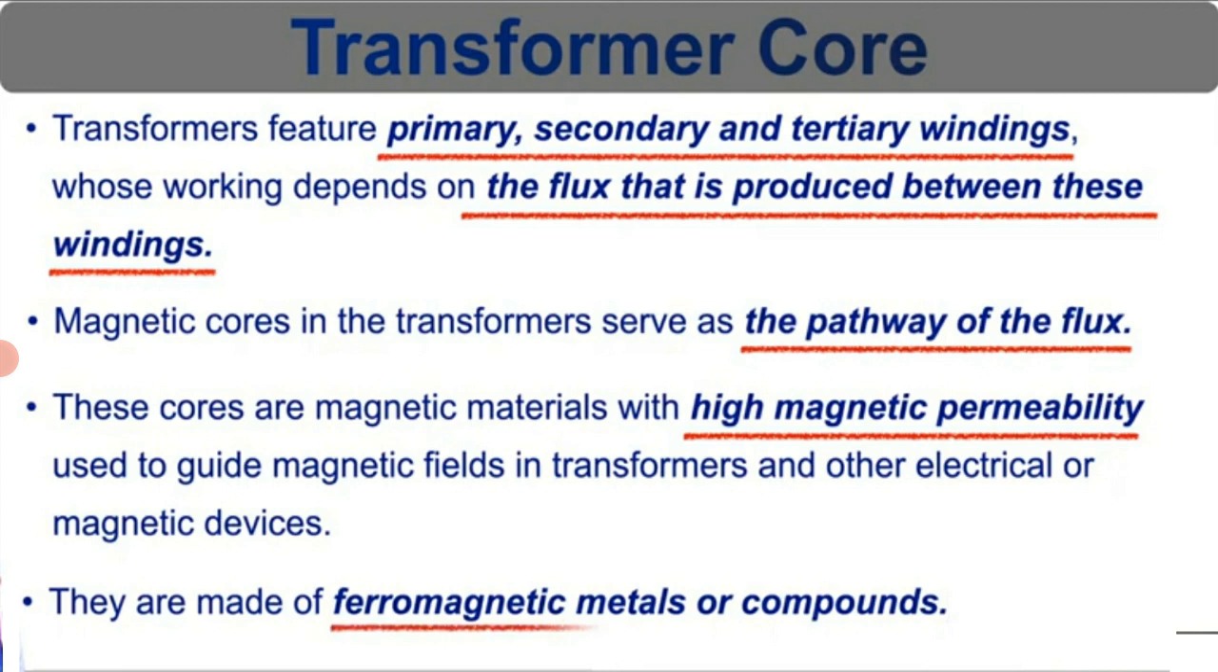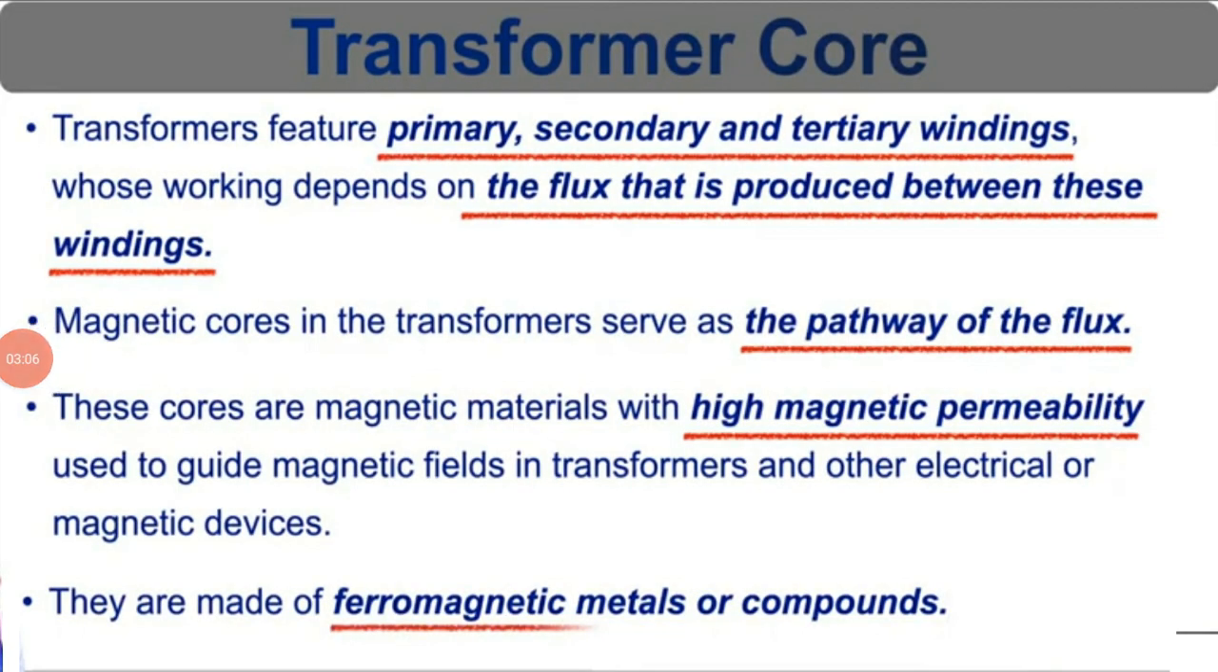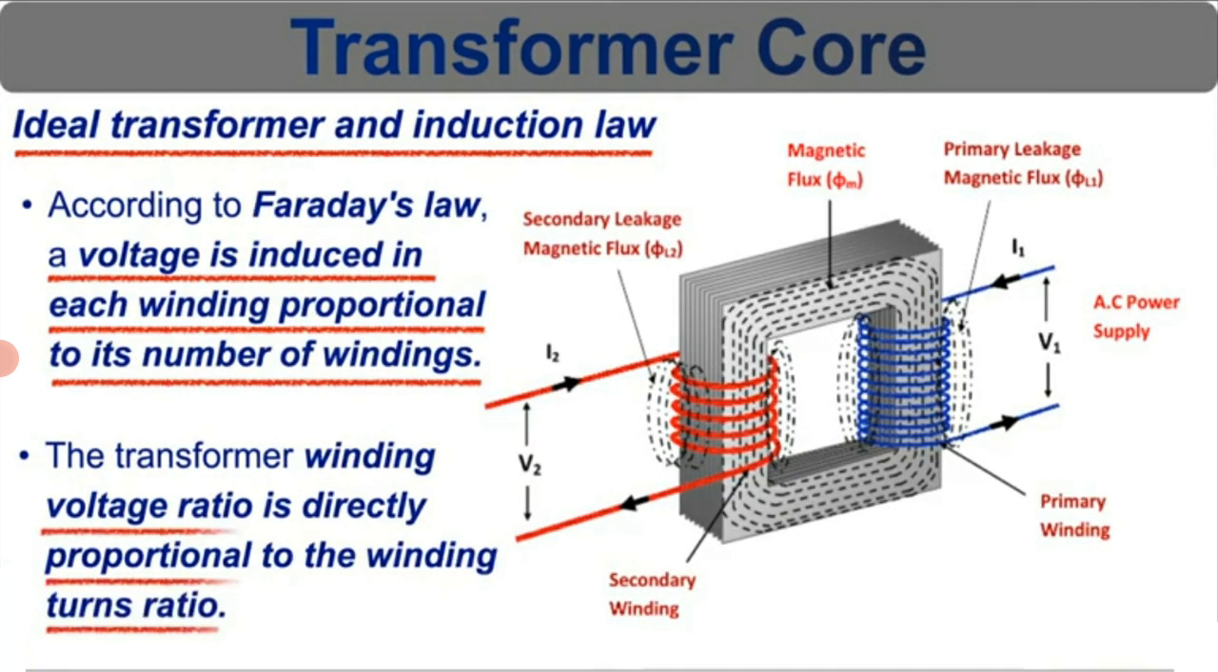Let's see the transformer core. A transformer features primary, secondary and tertiary windings whose working depends on the flux that is produced between these windings. These cores are magnetic materials with high magnetic permeability used to guide magnetic fields in transformers and other electrical or magnetic devices. The magnetic core in the transformer serves as the path of the flux. Ideal transformer and induction law.